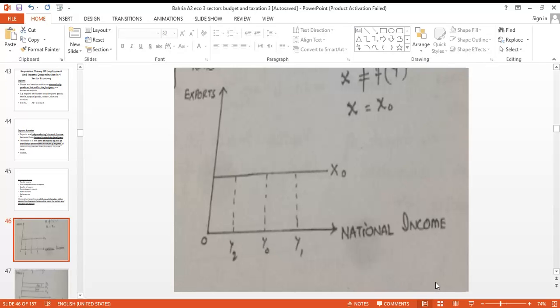Please do not confuse the Y with the axis. That is not the y-axis. Y here represents the income. So exports are not really related to national income. Whatever the income is, the exports are independent of the income within the country.